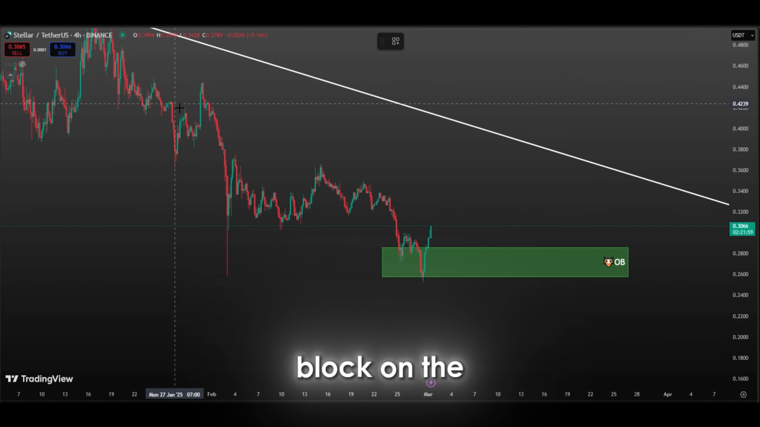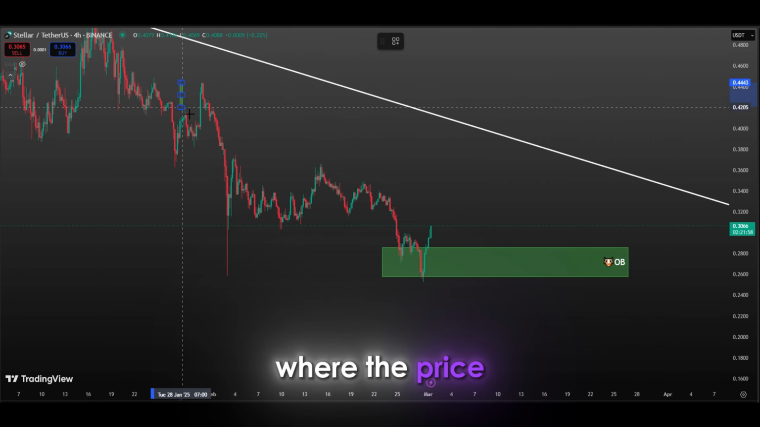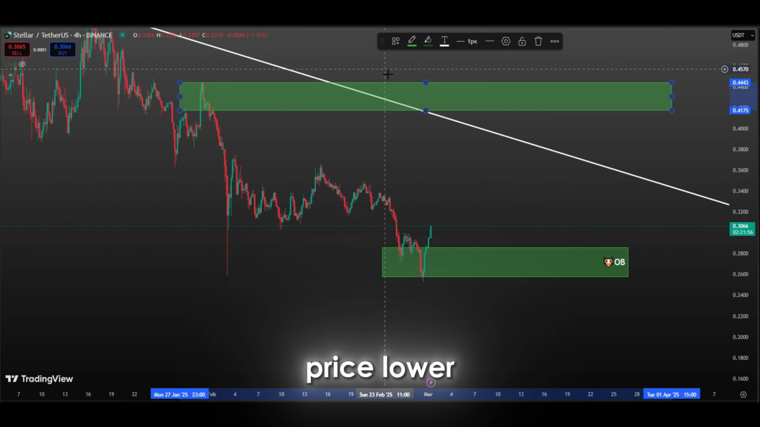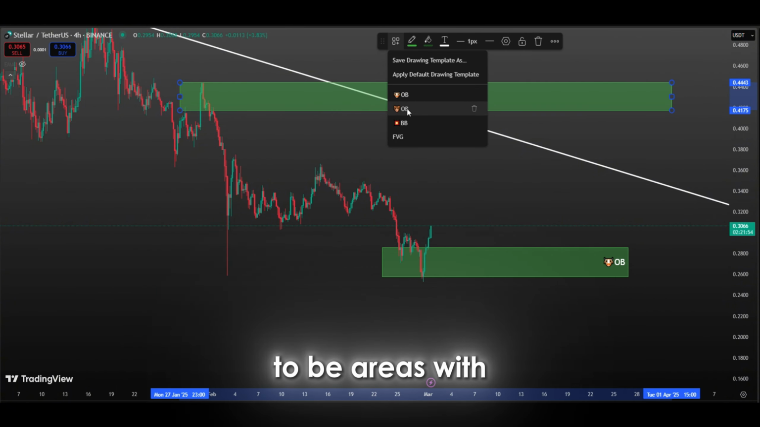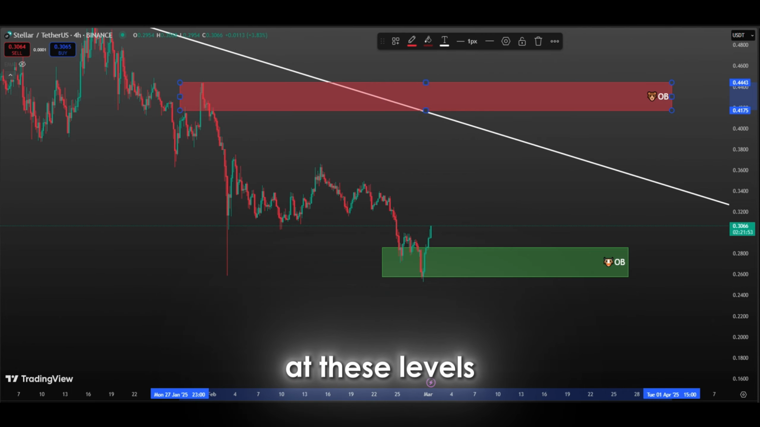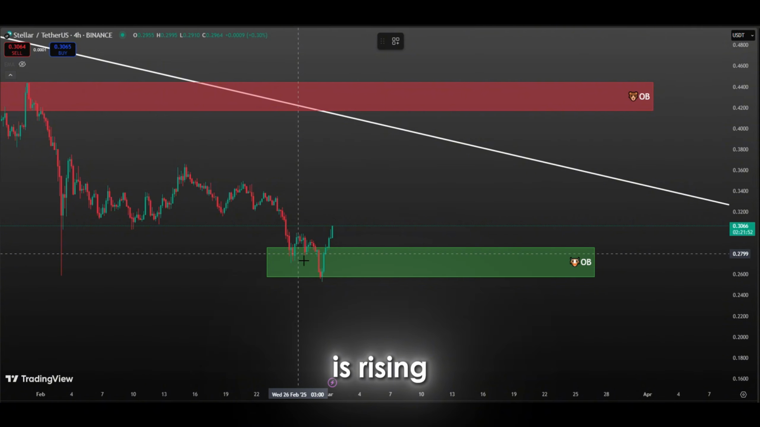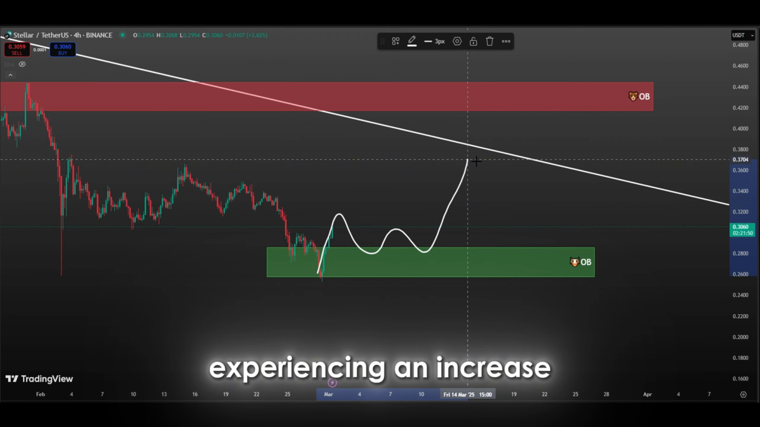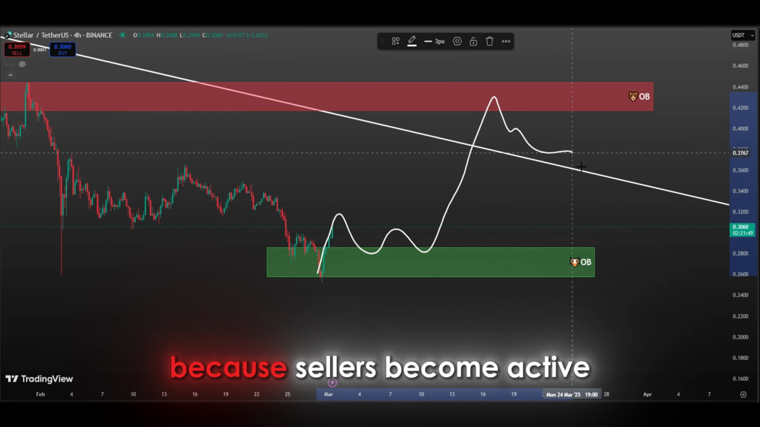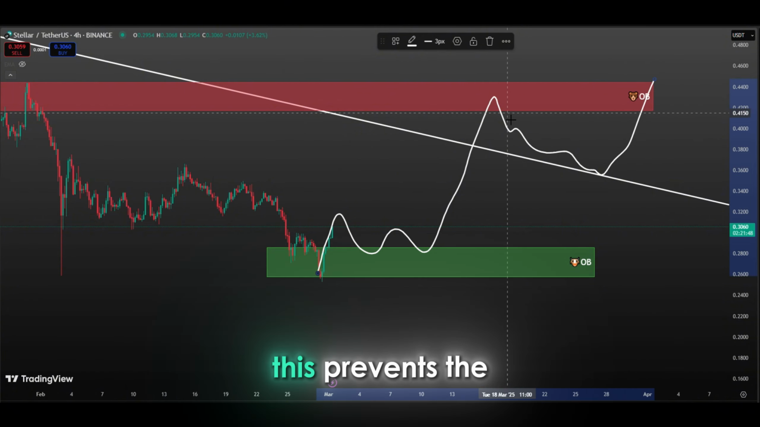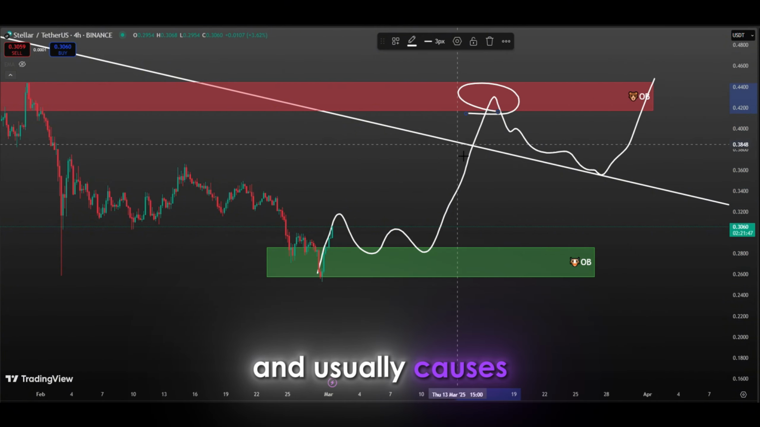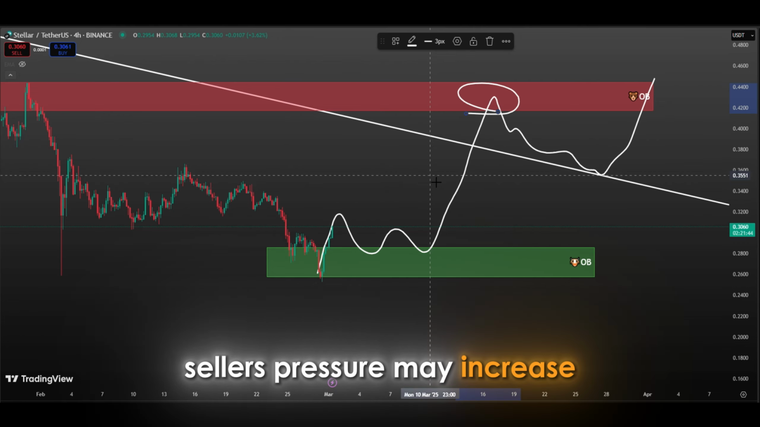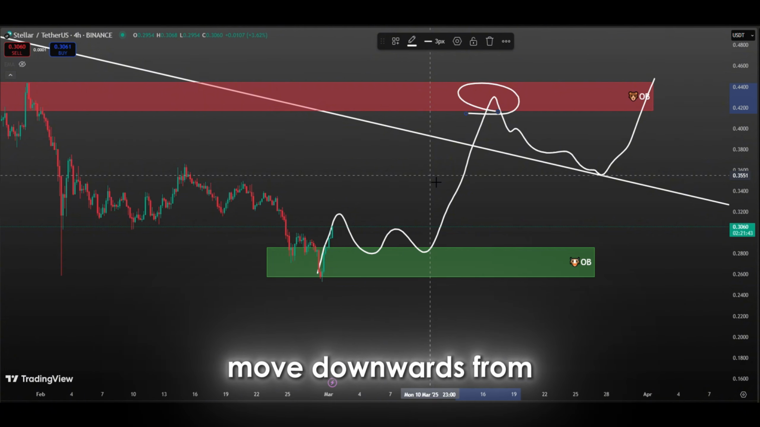A bearish order block on the upper side represents an area where the price had previously reached a certain level before sellers entered the market strongly and drove the price lower. Bearish order blocks are generally considered to be areas with strong selling pressure. At these levels, sellers step in when the price is rising, often causing the price to fall. A bear order block marks an area where prices are experiencing an increase, but this increase may be short-lived because sellers become active at these levels. This prevents the upward movement of prices and usually causes a retracement or downtrend. If the price approaches this bearish order block, sellers' pressure may increase, and prices may move downwards from this zone.